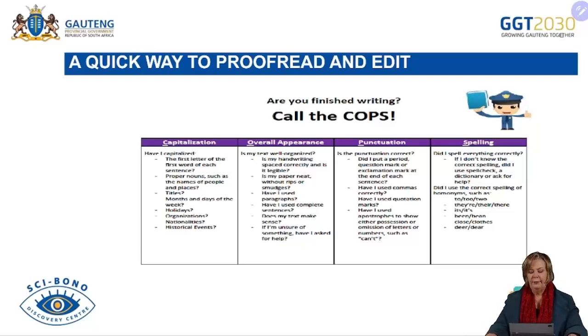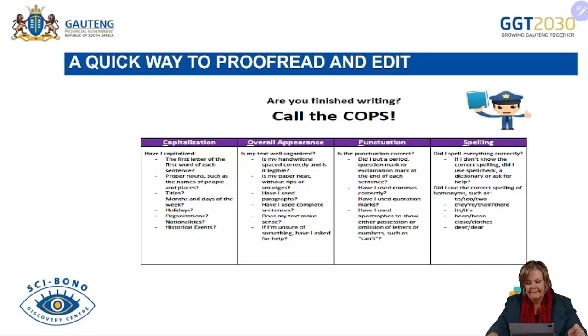A quick way to proofread and edit would be using the following method, and we call it COPS. No, there's no police involved, but it is the language cops. The C in COPS is for capitalization. After you've written your essay and you have read through it, you check whether the first letter of the first word of each sentence is capitalized, whether proper nouns such as the names of people and places, titles, months and days of the week, holidays, organizations, nationalities, or historical events, whether all of those things have been capitalized. And then you can give yourself a tick on your checklist.